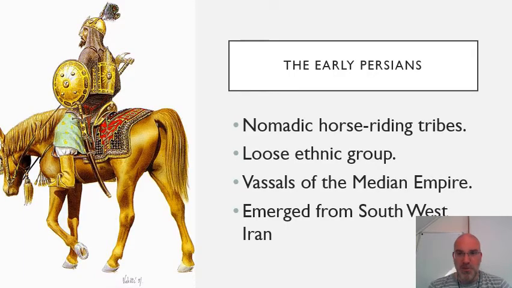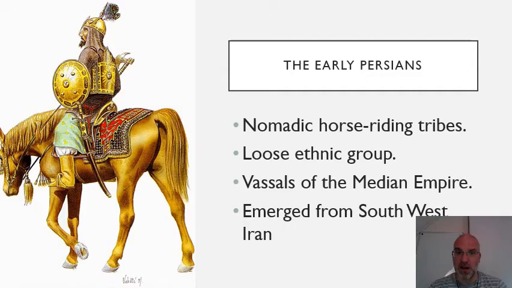So let's think about the nature of these Persians. The Persians were a nomadic horse riding tribe in their very origin, and they started out as a sort of relatively loose ethnic group. So they sort of coalesce into a more definable Persian identity. But again, very initially, before they have their empire, it's a sort of loose coalition of horse nomads.